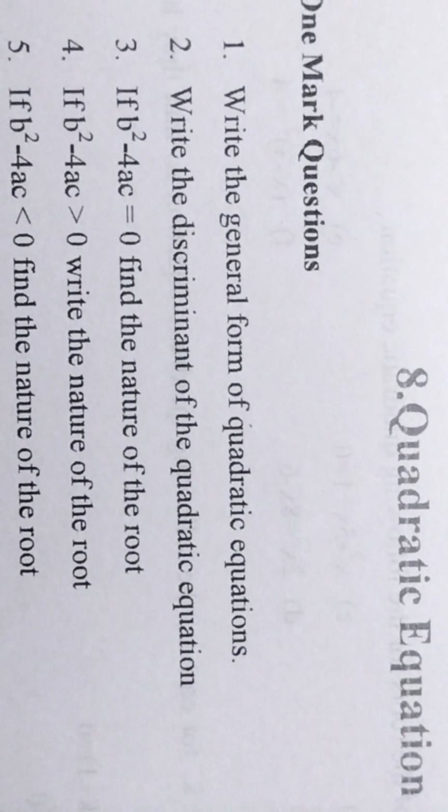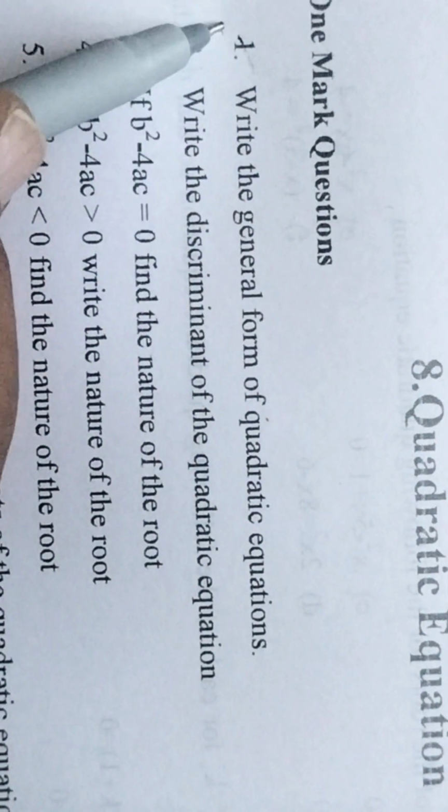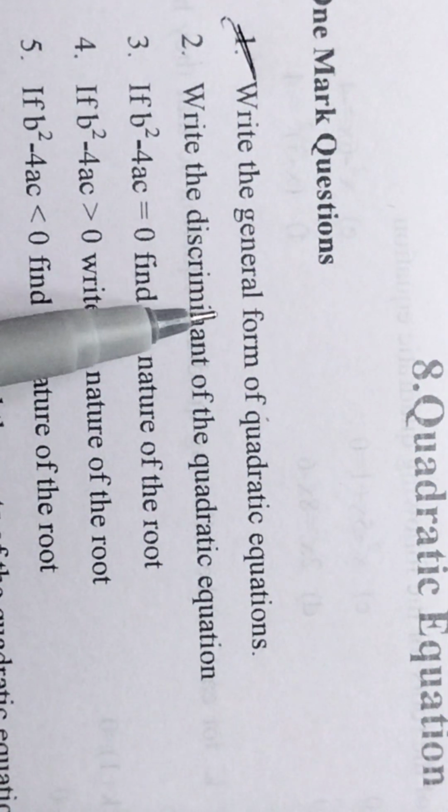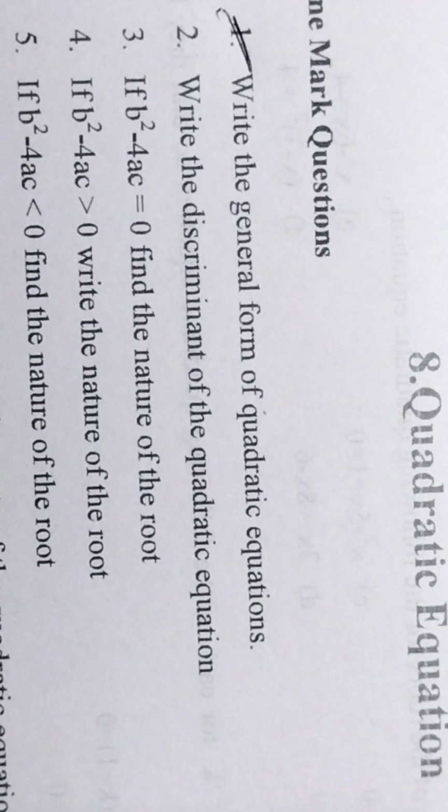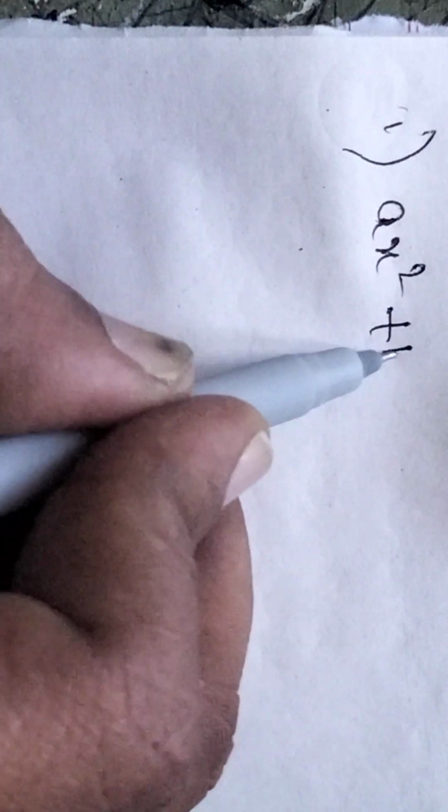So in 1 mark question, the first question is: write the general form of a quadratic equation. Now let us write the general form. The general form of a quadratic equation is written as ax square plus bx plus c is equal to 0. So what is the general form? ax square plus bx plus c is equal to 0.